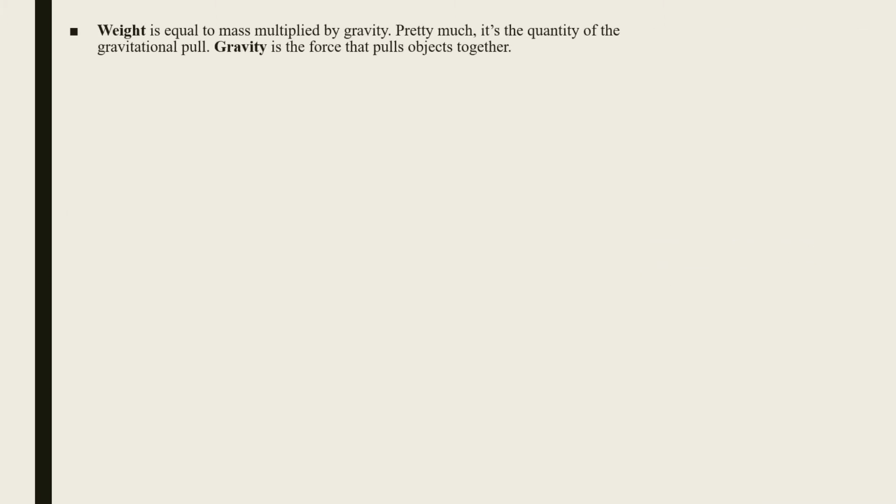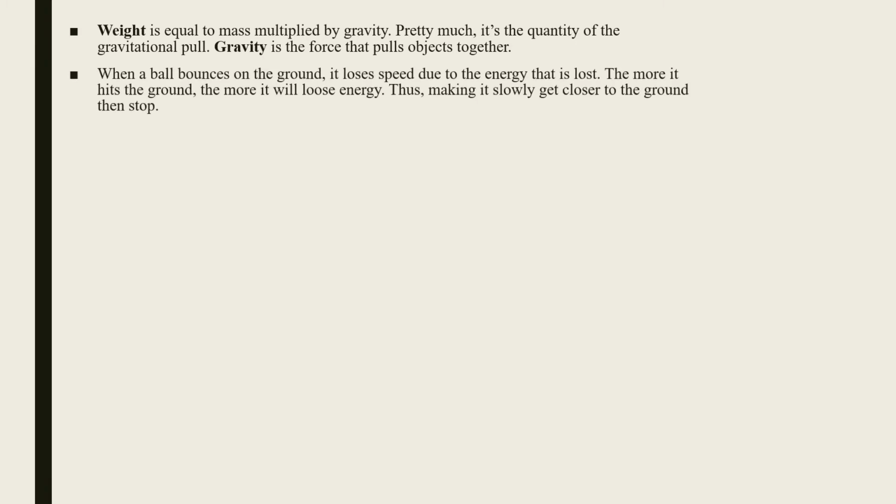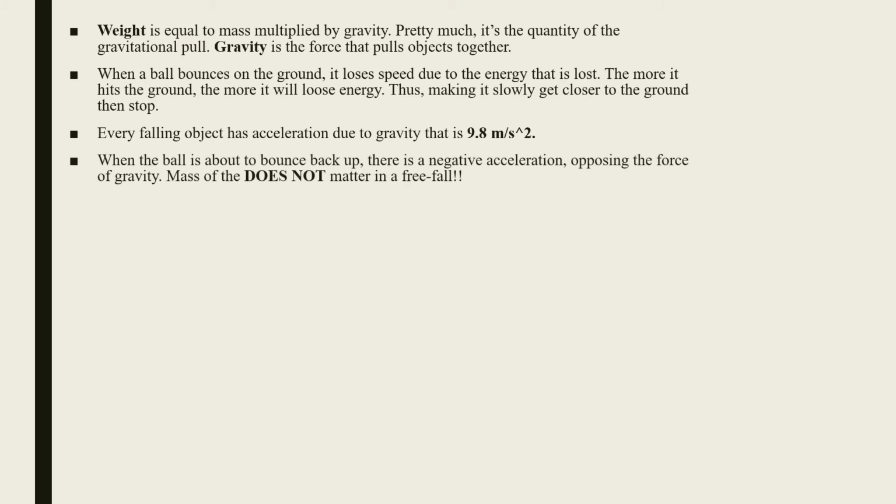Lastly, weight and gravity. Weight is equal to mass multiplied by gravity, pretty much the quantity of the gravitational pull, and gravity is the force that pulls objects together. When a ball bounces on the ground, it loses speed due to energy that is lost. The more it hits the ground, the more energy it will lose, thus slowly getting closer to the ground, then stopping. Every falling object also has an acceleration due to gravity that is 9.8 meters per second squared. When the ball is about to bounce back up, there is a negative acceleration opposing the force of gravity.